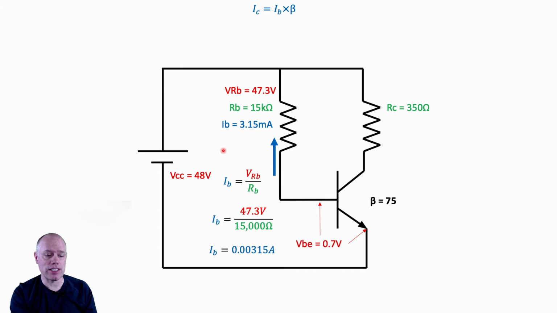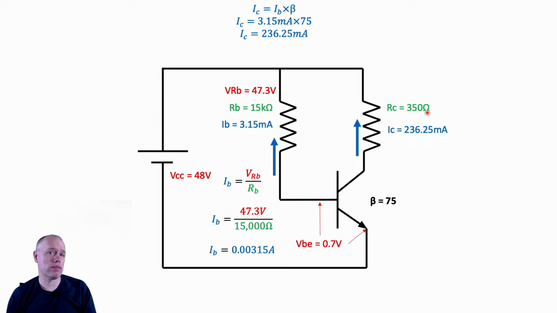In this case, beta is 75. We multiply them together to get our collector current. In this case, that works out to be 236.25 milliamps. All right, so far you're saying this is exactly the same steps as we've taken in all the previous videos. That is very true. This is where things get different.